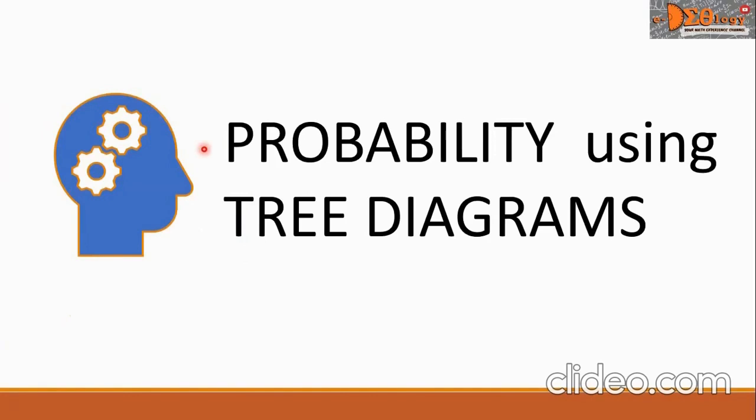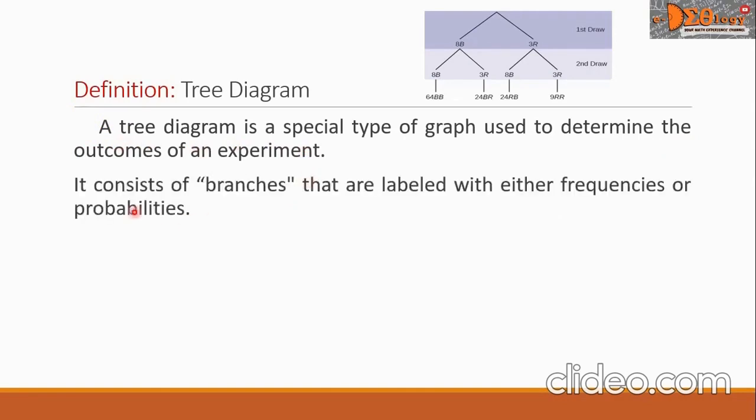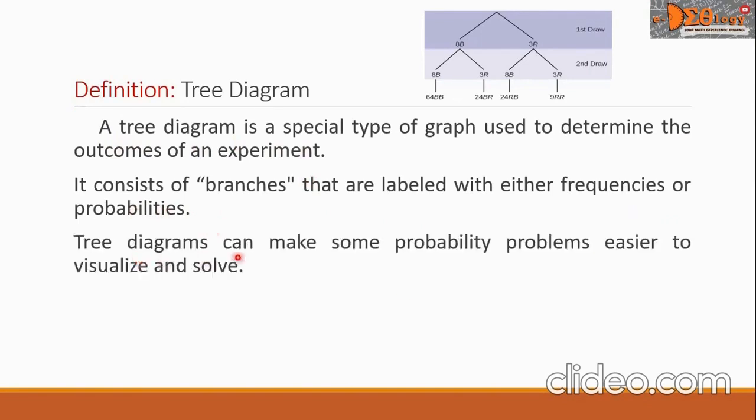Hi everyone. Today we're going to study probability using tree diagrams. First, let us define tree diagram. A tree diagram is a special type of graph used to determine the outcomes of an experiment. It consists of branches that are labeled with either frequencies or probabilities. Tree diagrams can make some probability problems easier to visualize and solve.